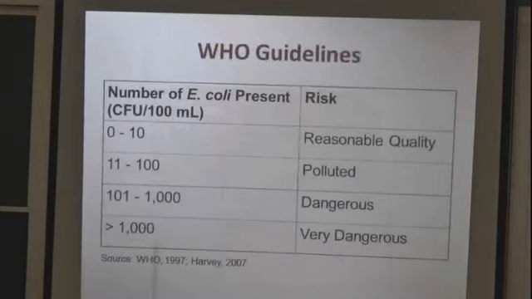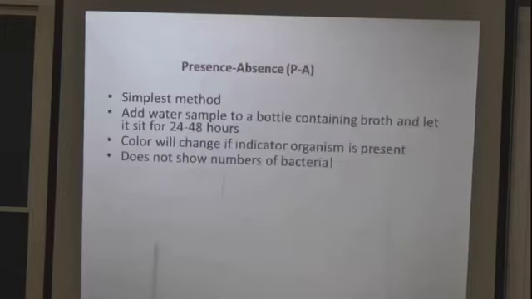And E. coli. E. coli is a representative indicator organism for pathogens. Pathogens are more than E. coli, of course. Some more bacteria, viruses, and protozoa, unicellular organisms can be present, but E. coli is a representative indicator organism. So if it is present, we expect that others will also be present. This is its threshold range also here: reasonable quality 0 to 10, polluted, dangerous, and very dangerous.